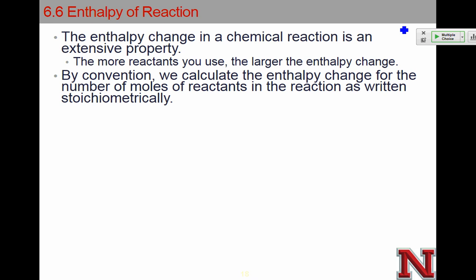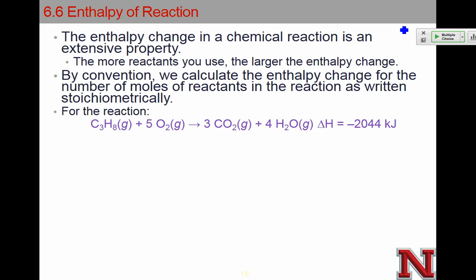By convention, we calculate the enthalpy change per number of moles. That way it can be found for any reaction we're talking about. And it is written stoichiometrically. So for this reaction, again, we're looking at combustion. We have C3H8 plus 5O2 gives us 3CO2 plus 4H2O. And our delta H for that reaction is negative 2,044 kilojoules. What does that mean? The forward reaction is giving off heat. We know that it is combustion, so it should be giving off heat. Even if it's a reaction you don't know, that should tell you something.